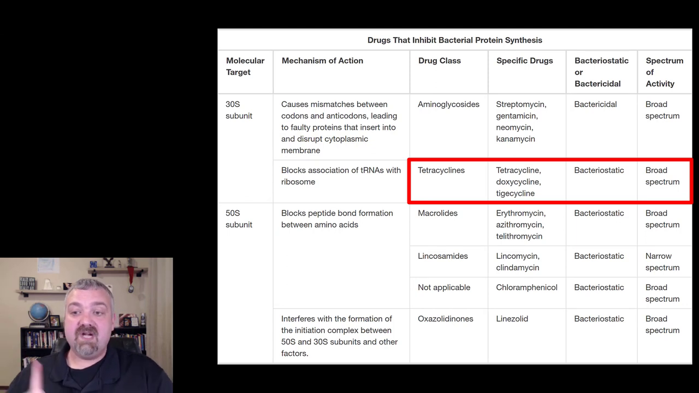All right, so we talked about how they're bacteriostatic and their broad spectrum already. We talked about how they work. They've been around since the 40s when they were first discovered. Doxycycline would be a good example. That's probably the main one that I would think of.